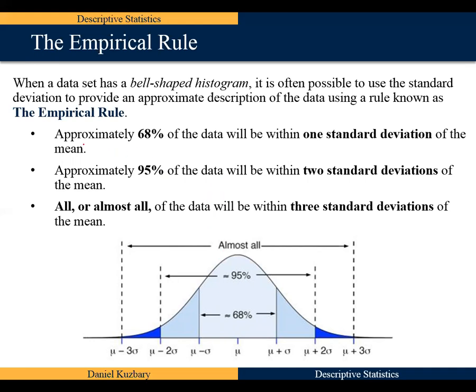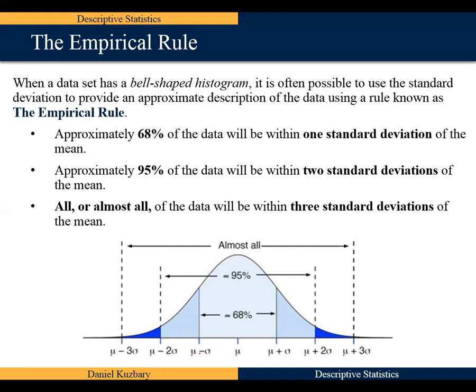And this is what the empirical rule says. Approximately 68% of the data will be within one standard deviation of the mean. Let's talk real quick about what that means. This is the mean, the average of the data. If you take the standard deviation that you found and add it to the mean, you get a number that's bigger than the mean. If you subtract the standard deviation from the mean, you get a number that's smaller than the mean.